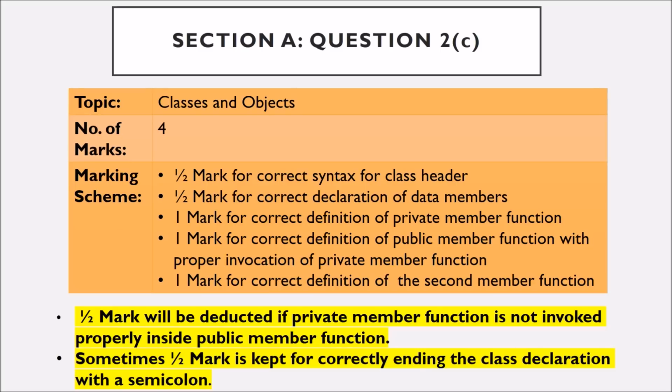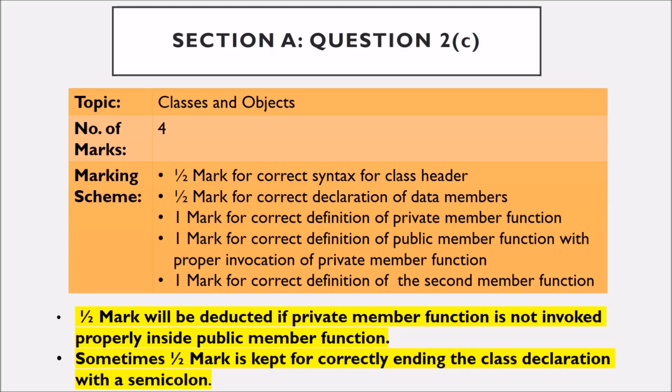Question number 2, part C, is of 4 marks. In this question, definition of class is required to be written according to the given specifications. Specifications include private members such as data members and one member function, and public members as 2 member functions.